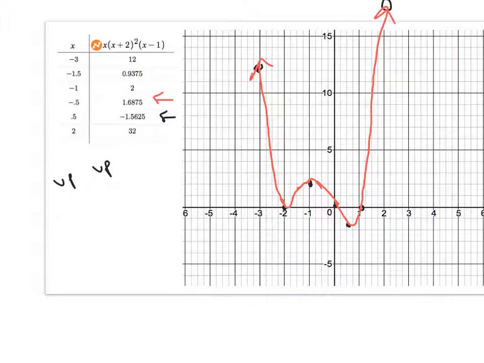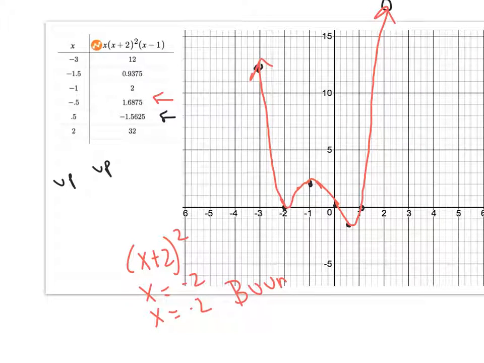So this is what this double root here counts as. So when you see x plus 2 quantity squared, and you have x equals negative 2 for your zeros, that means something special. When you have a multiplicity of 2, that means that there's a bounce. And this is what I mean by a bounce here. The graph touches the x-axis and bounces back off of it. It doesn't cross through.